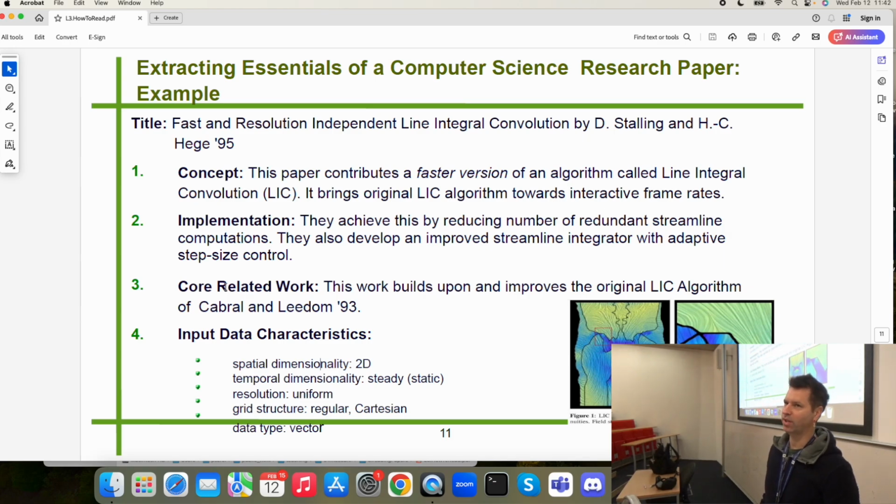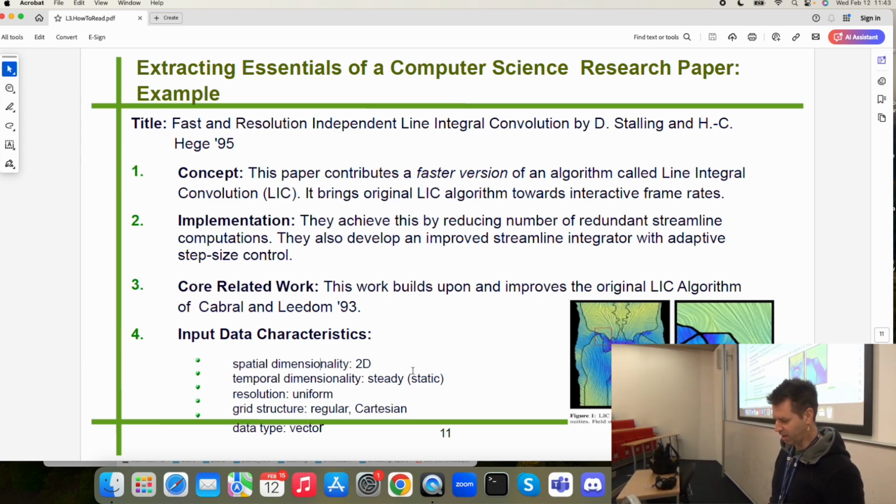Sometimes this is a little bit tricky. Sometimes it's not so obvious what the core or related essential work is. And then the input data characteristics, for this particular case, it's quite easy. The input data is two-dimensional, right? It resides in a plane. It's steady or static. In other words, it does not change over time. The resolution is uniform. It's on a structured regular grid, and it's vector field data. So the input data characteristics in this case are quite straightforward. There's no guessing going on there.